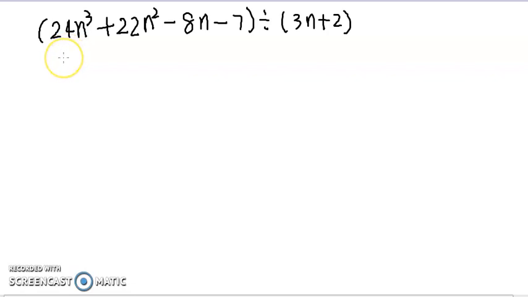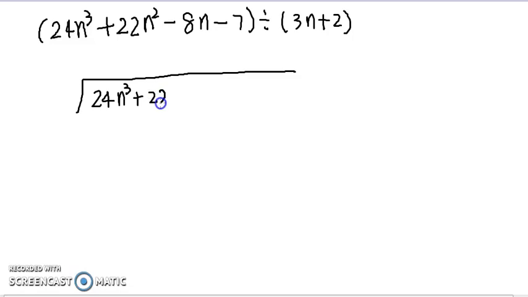Let's look at another example of long division. We want to divide this long expression by 3n plus 2. First, we set up a long line and put 24n cubed plus 22n squared minus 8n minus 7. Divide by 3n plus 1. Put the divisor on the front.